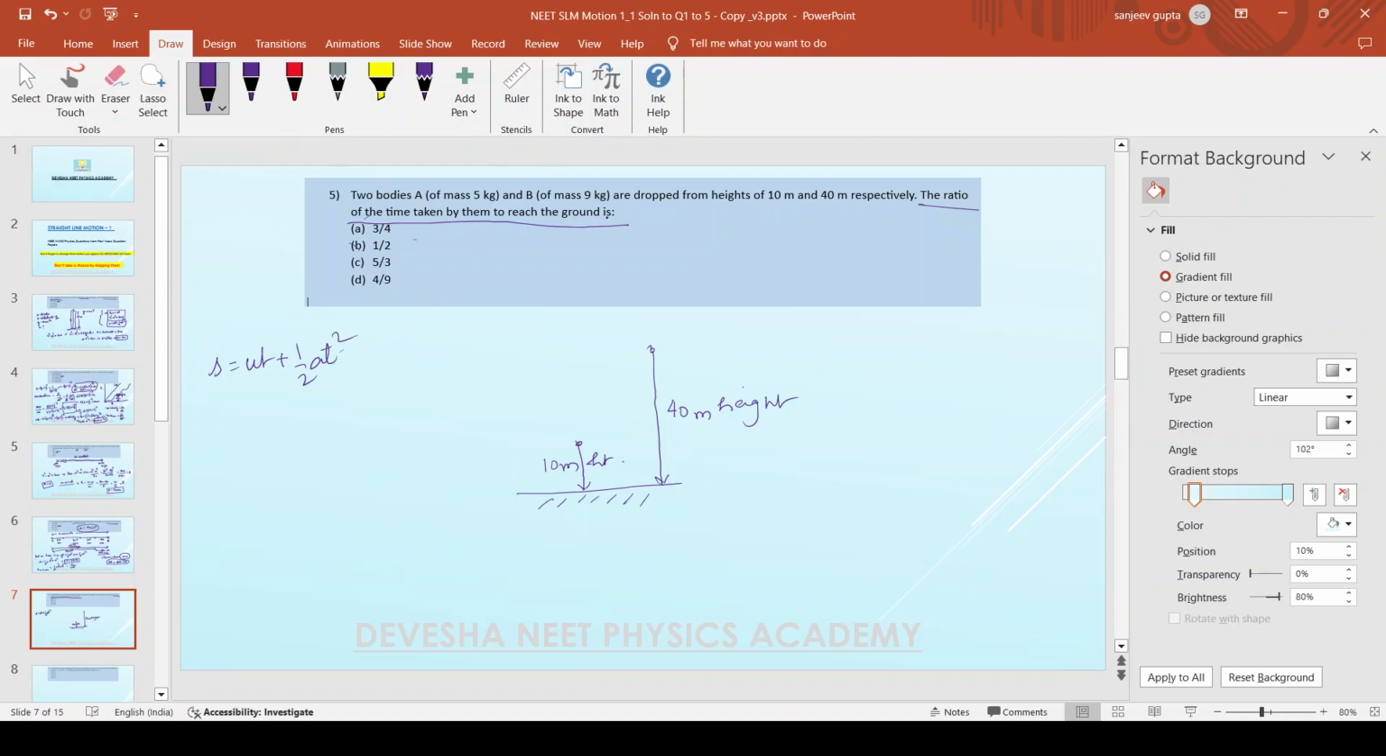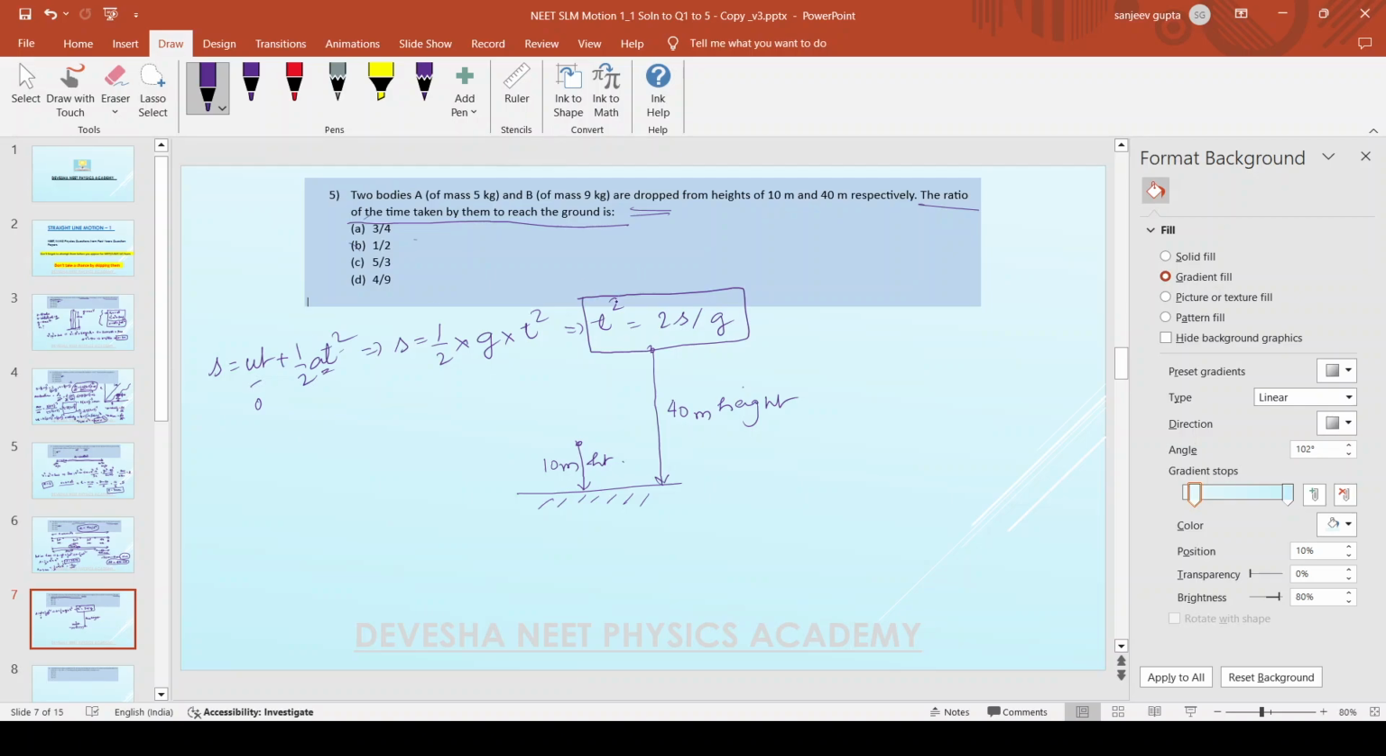So they are all being dropped, so it means u is equal to 0. It means S is equal to half g t square, since it is dropped from the top and there is acceleration of gravity here. So how much is t square? t square is equal to 2s by g.